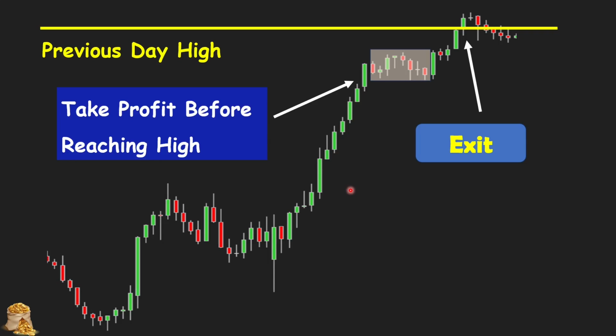If you find out that the market most of the time will reach the previous day's high and low, just be firm with your profit target. Otherwise, you will want to exit the market before it reaches the previous day's high and low.